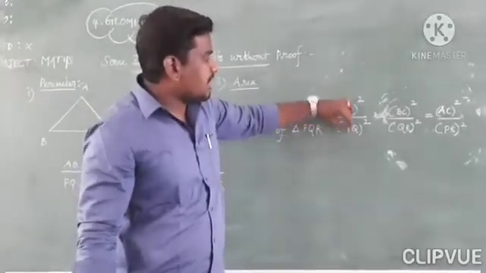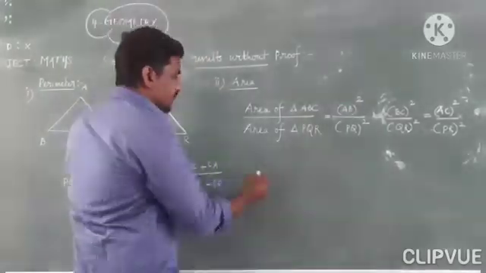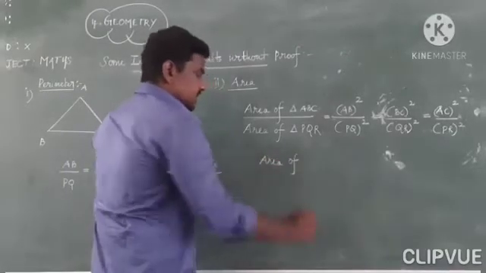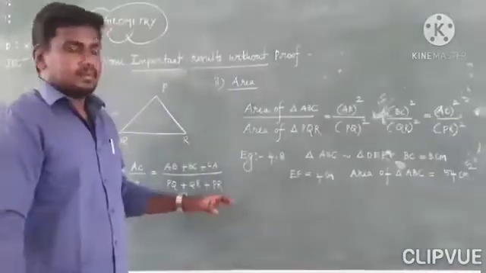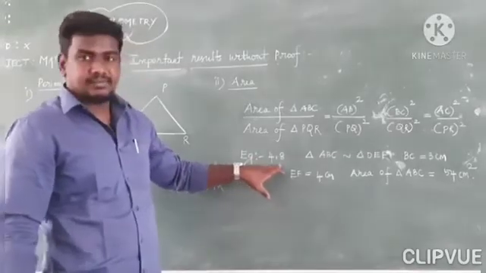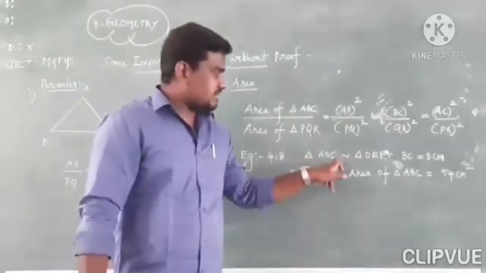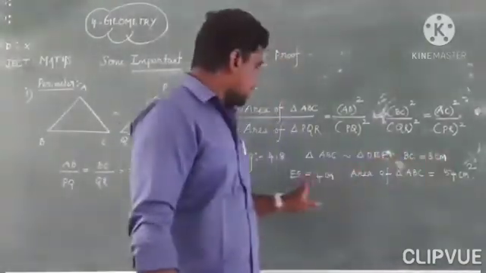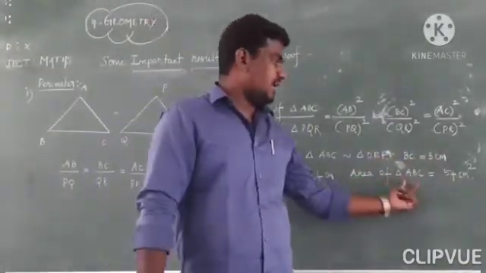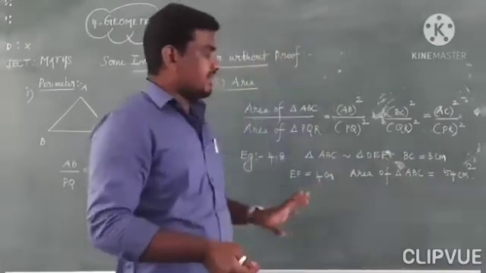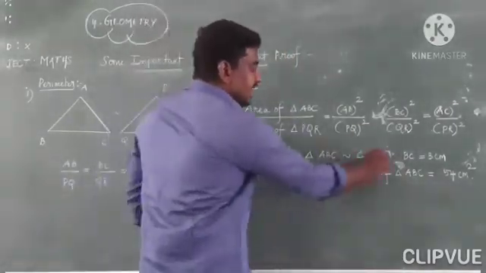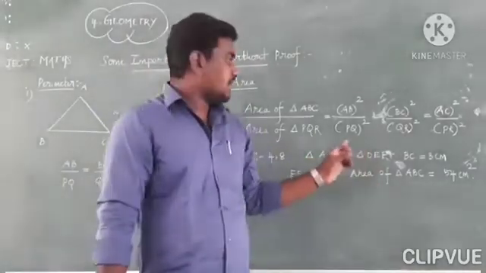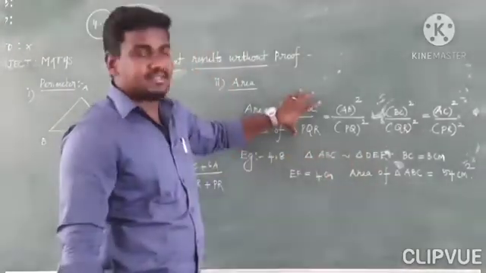At the same time, AB and PQ values are given. For example, Example 4.8. Two triangles, ABC similar to triangle DEF. Here BC and EF as well as area of triangle ABC are given. Okay, they are asking to find area of triangle DEF. They said clearly the two triangles are similar. So we can take this result.